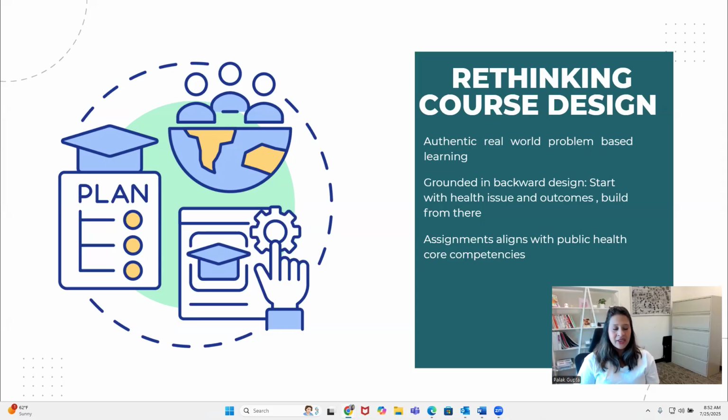The assignments which are created in this course are very carefully crafted to align with public health core competencies. This alignment guarantees that our students are not just learning theory, but are also preparing to apply their skills in real world scenarios. I feel like it's very powerful when you think about how you can approach and transform your classroom learning into a stepping stone for real world success.